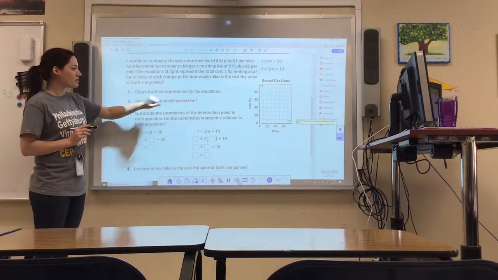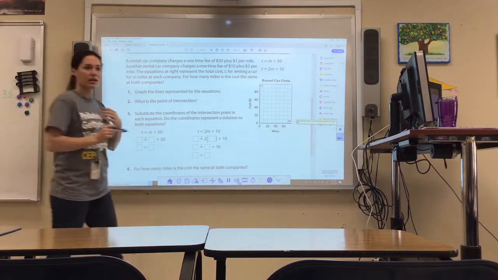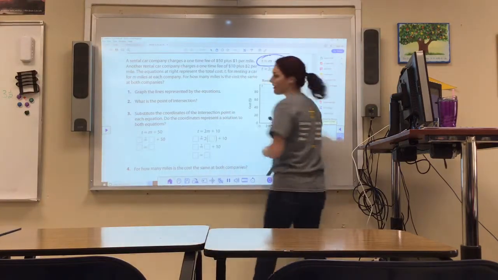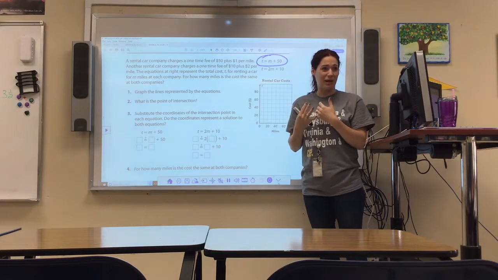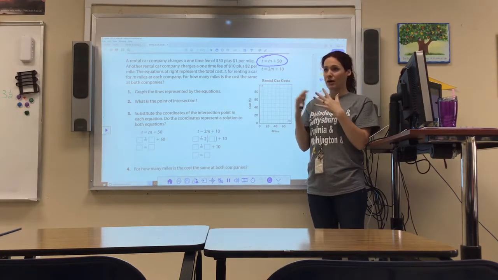Number 1, graph the lines represented by the equation. Let's start with the first one. I'm going to graph it in blue so I can see the different colors. If you have different colored pens, now might be a good time to do that, so you can see where everything came from.